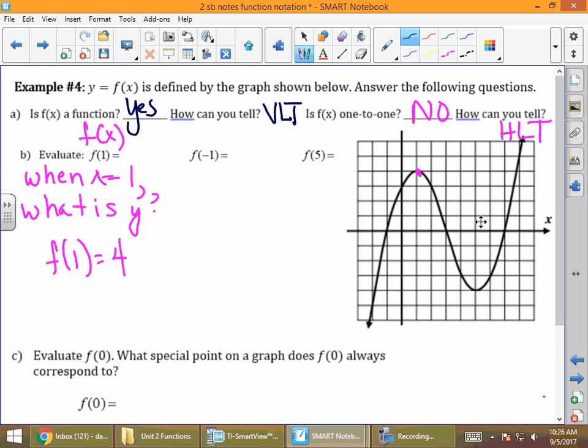Same here on the next value, f of negative 1. Well, we'll go left on our graph to negative 1. We want to know what y is when x is negative 1, and it's 0. Well, f of 5. 1, 2, 3, 4, 5. Finding the y value when x is 5 is 1, 2, 3, 4, negative.